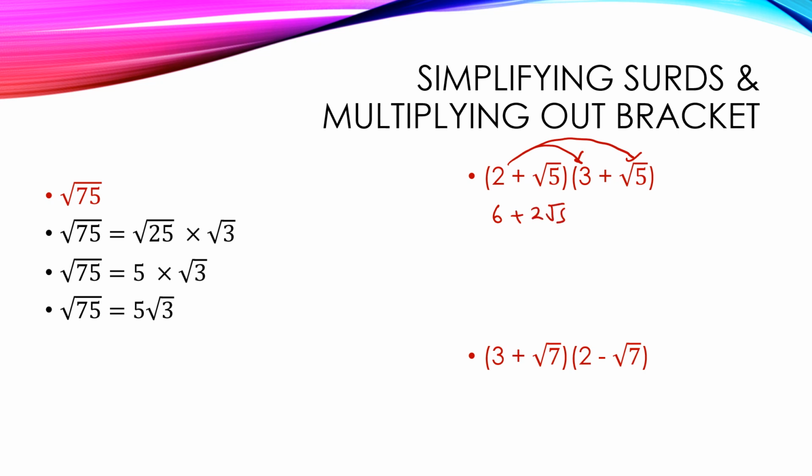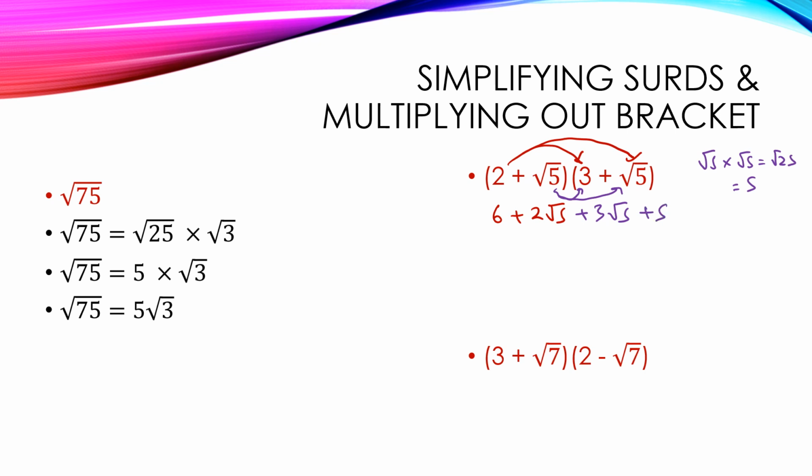And then if you look at the bottom ones, let's just do it with a different color. Square root of 5 times 3. So that will give us plus 3 square root of 5. And then if you multiply square root of 5 with square root of 5, remember square root of 5 times square root of 5 will give us square root of 25. And that will just simplify down to 5. So that means square root of 5 times square root of 5 will be just plus 5.